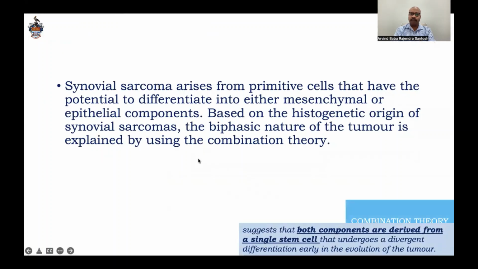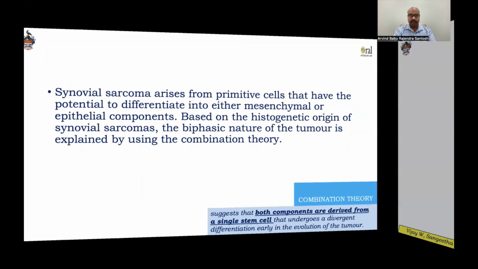Synovial sarcoma arises from the primitive cells that have the potential to differentiate into either mesenchymal or epithelial components. Why is this categorized as a bimorphic tumor and not a biphasic tumor? Because it is showing only one element of being malignant. Based on the histogenetic origin, the synovial biphasic tumor is explained by a combination theory, where it is derived from one single stem cell and can differentiate into either a mesenchymal or epithelial component.